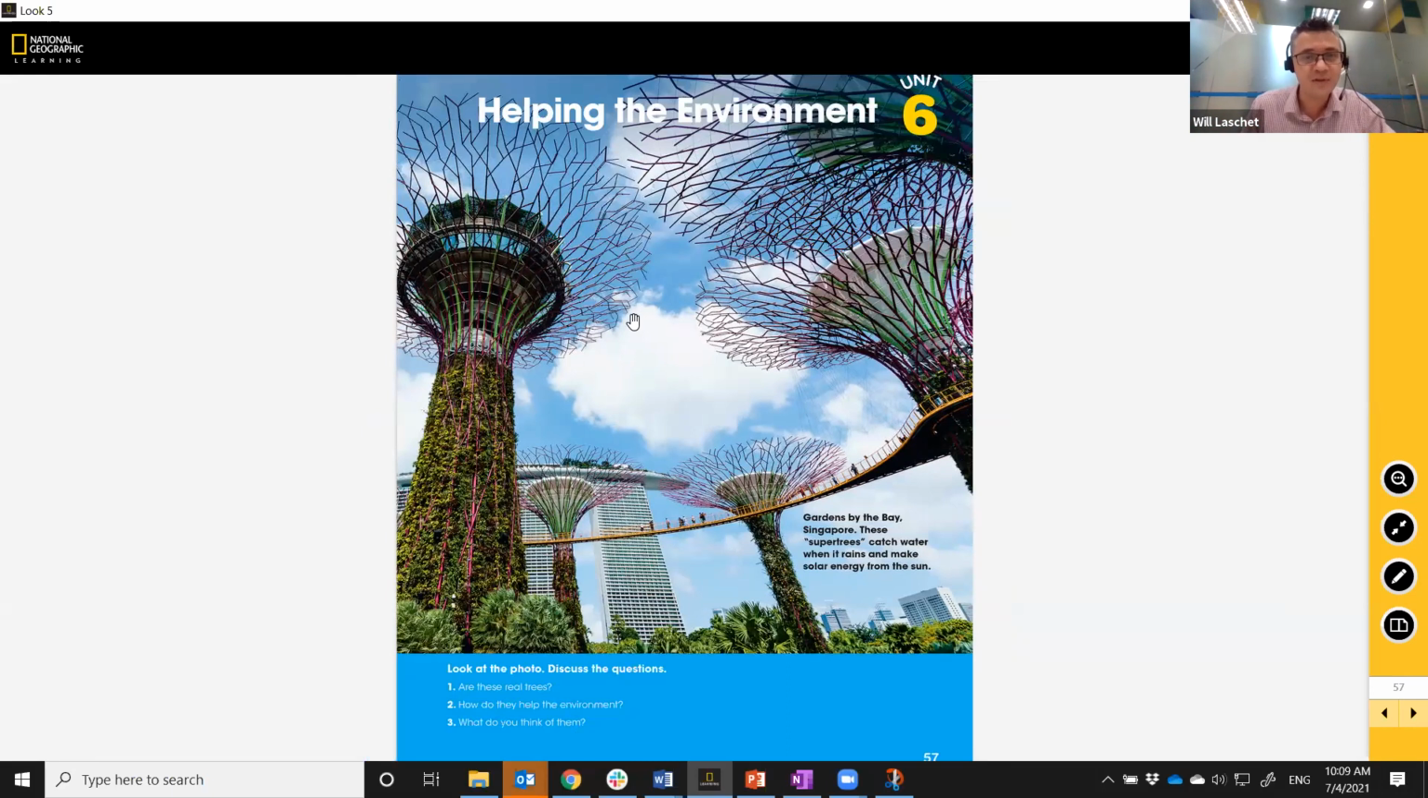So I think they're beautiful, they're interesting to look at, and they're also interesting from an environmental point of view. I can also tell you a couple of extra facts I got from the teacher's book. So these trees, they're between 25 and 50 meters high. So they're very, very big. And you mentioned the plants here. There are actually over 200 species of plants that grow on the super trees. And there are over 160,000 individual plants which have been planted onto these super trees. So there's a huge variety of different plants there. And it's very interesting to see.